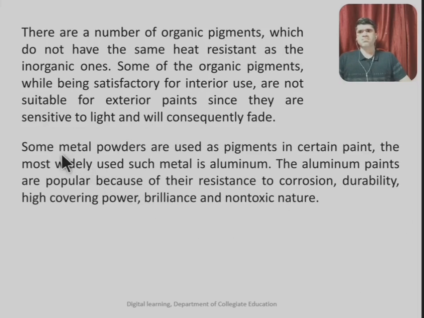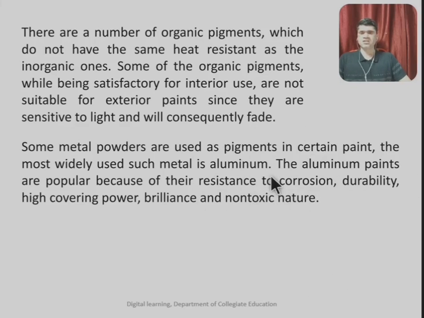So some metal powders are used as pigments in certain paint. The most widely used metal powder is aluminum. Aluminum paints are popular because of their resistance to corrosion. As we know, aluminum corrodes slowly when compared to iron, and therefore we can consider it resistant to corrosion. The other reason is that aluminum can form a film of oxide on the surface, and this film sticks tightly to the surface, whereas in case of iron, peeling will take place.